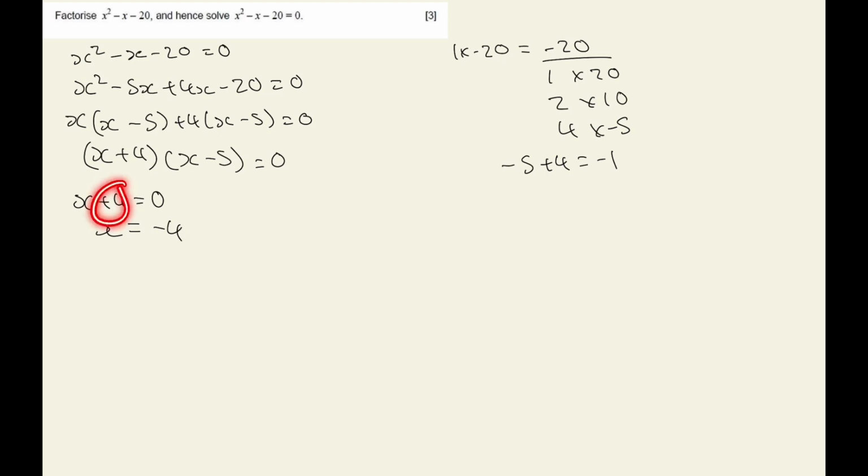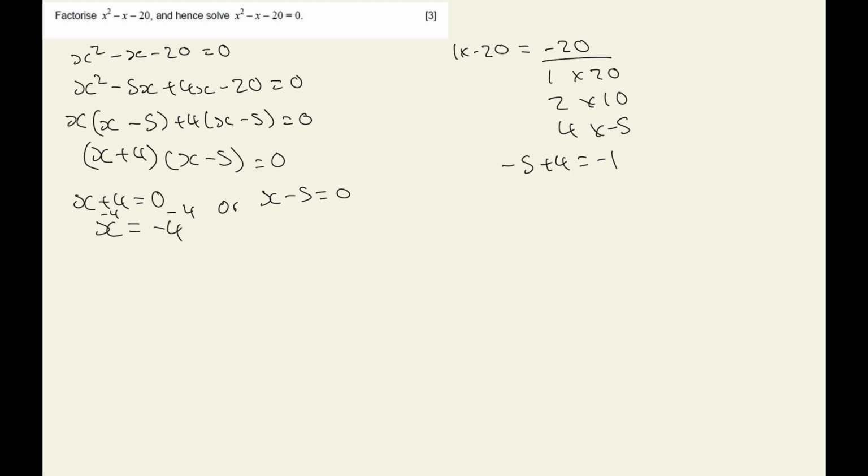Whatever we do to one side of the equation we have to do to the other. So to get rid of this 4, we take minus 4 from each side. So plus 4 minus 4 is just 0, and then on the other side we're left with minus 4. So for one value, x is equal to minus 4, or we know x minus 5 equals 0.